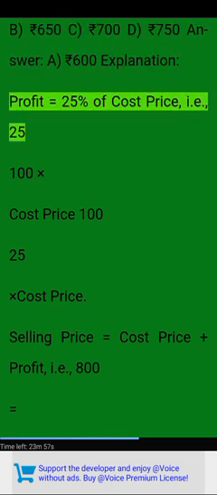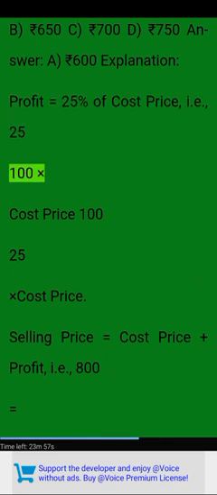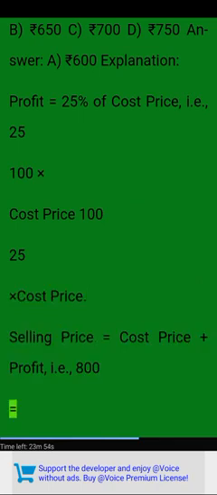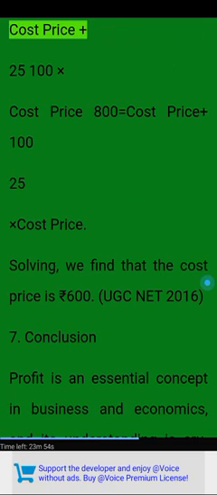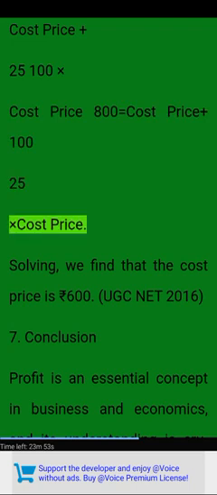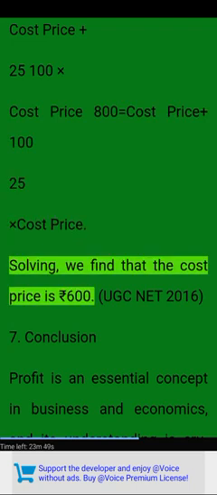Profit equals 25% of cost price, i.e., 25/100 times cost price. Selling price equals cost price plus profit, i.e., 800 equals cost price plus 25/100 times cost price. Solving, we find that the cost price is 600 rupees. UGC NET 2016.